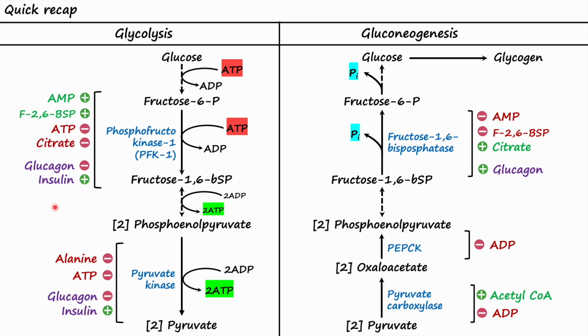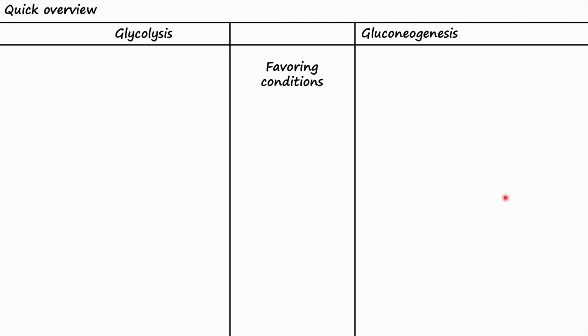And when it comes to hormones, an increase in insulin level can activate glycolysis, and an increase in glucagon level can activate gluconeogenesis. And insulin level is increased when blood glucose level is high, and glucagon level is increased when blood glucose level is low. Now, a quick overview about some of the conditions of glycolysis and gluconeogenesis.